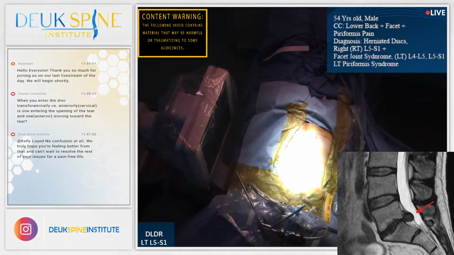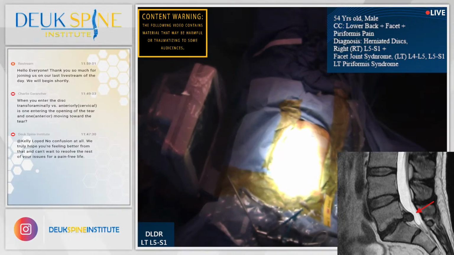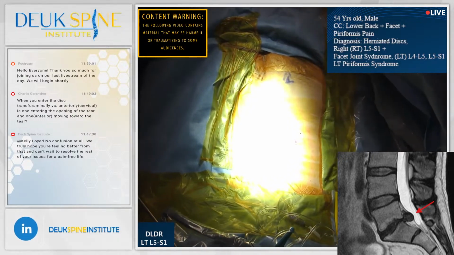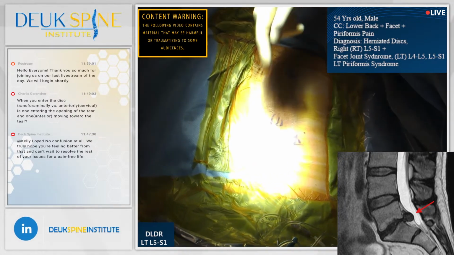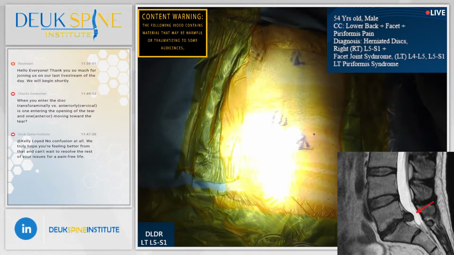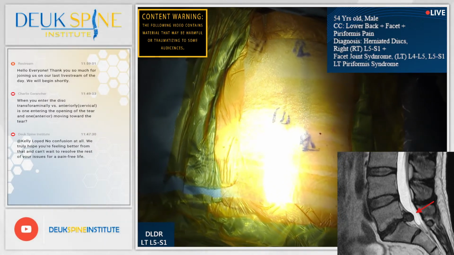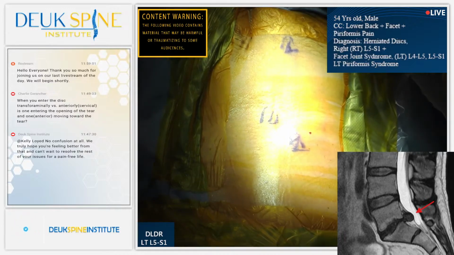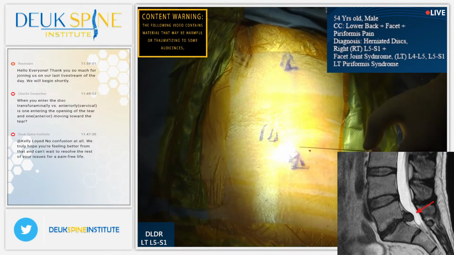I'm Dr. Duke Majan. Our patient travels from Virginia with back pain, leg pain. He has 3 different diagnoses causing it: disc, facet, piriformis. We're going to fix all 3 today. We're going to start with his disc. He has a massive herniation at L5-S1. We're going to do our best to get there and take it out.